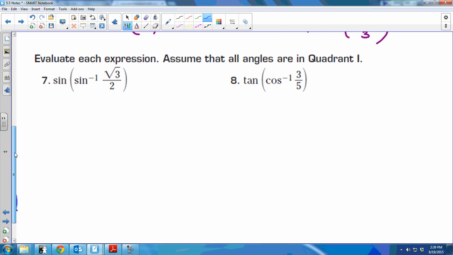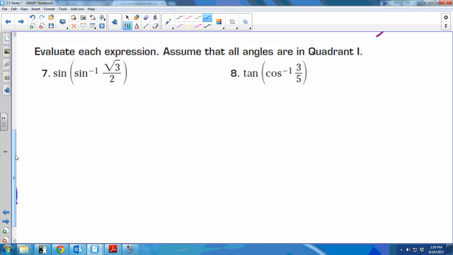it says to evaluate each expression, assume that all angles are in quadrant 1. So this time there's no equal sign or anything. It's not solving an equation. We're just solving or evaluating the expression. Well, the first one's easy. It says to find sine of the inverse sine. Well, sine and inverse sine are supposed to cancel each other out. That's the whole point. So in this case, the answer is just the square root of 3 over 2.